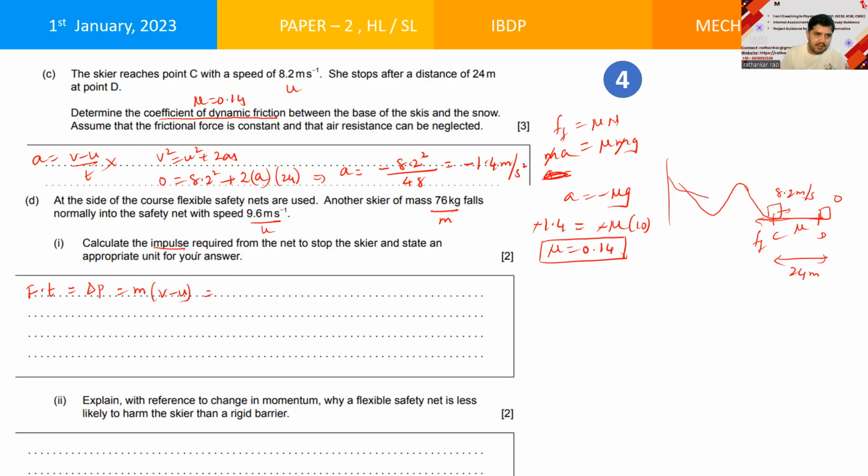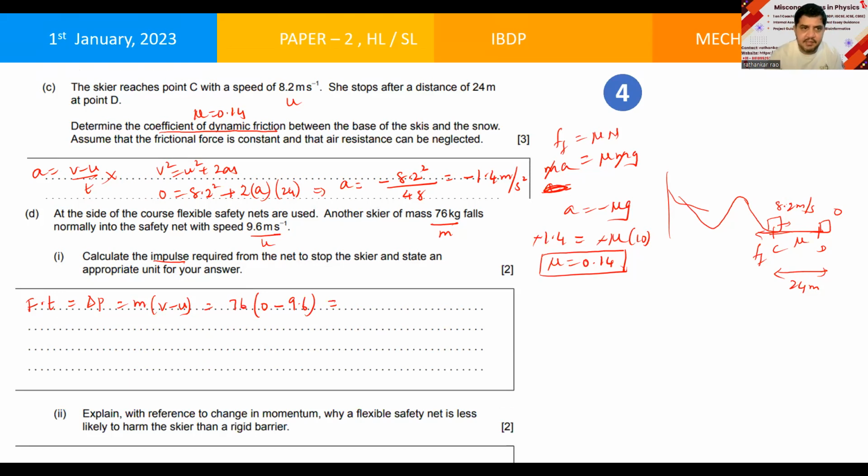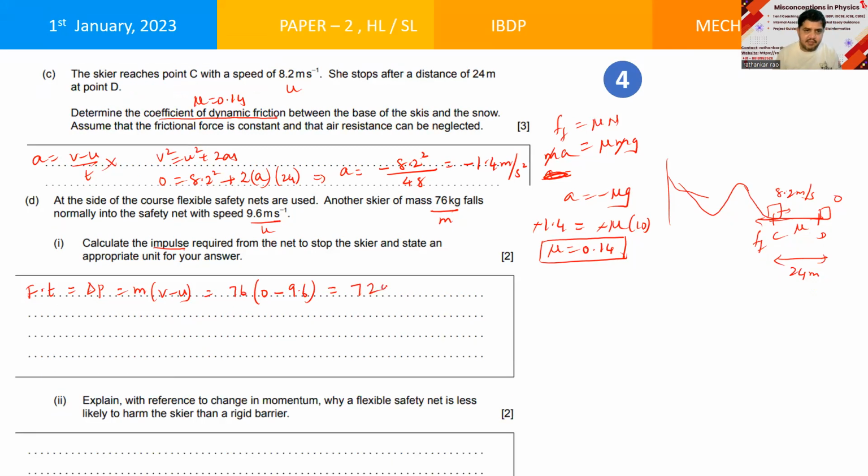So therefore, now what is he asking? Impulse. So let us substitute the values. What is M? M is 76 kg multiplied by V, which is 0, minus U. U is 9.6, right? So let us find out this value now. This value should be 76 times 9.6, which should be 729.6. What is the unit? It's Newton second. State an appropriate unit for your answer. You can put Newton second, or if you want to use SI units, you can use that also. Nothing wrong. Everything is right.